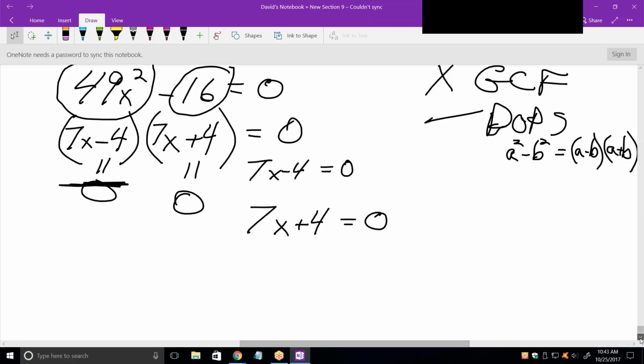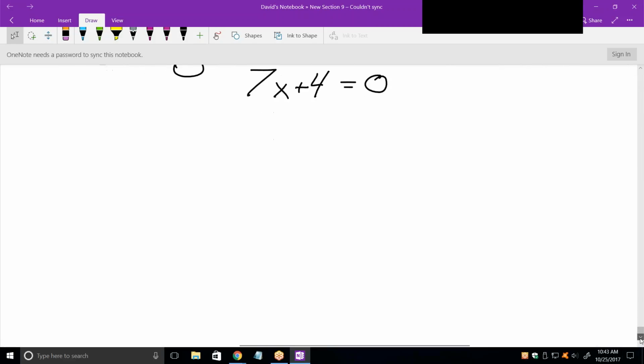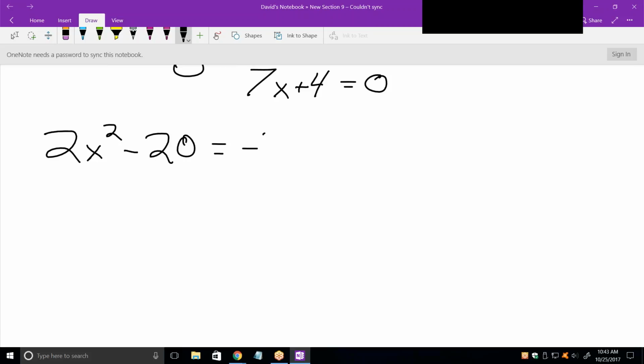So C, we have 2x squared minus 20 equals negative 3x. Now, first thing to recognize is that we have an x squared term, we have an x term, and we have a number. That's a quadratic, isn't it? The very first thing you should do is put it into standard quadratic format, which is everything on one side, 0 on the other.